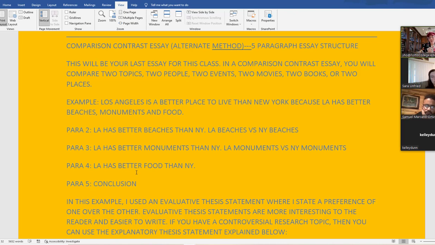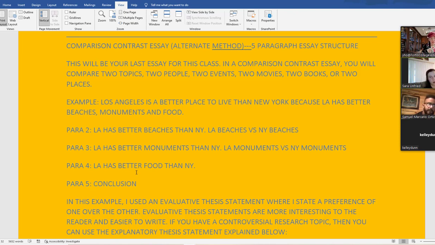So when it's uncommon knowledge people don't know about, then you can use a straight-out factual thesis statement. But if you write about dogs versus cats like I did, it's so boring because everybody knows the difference between a dog and a cat. What makes your essay interesting would simply be, what is your preference? Does that make sense?